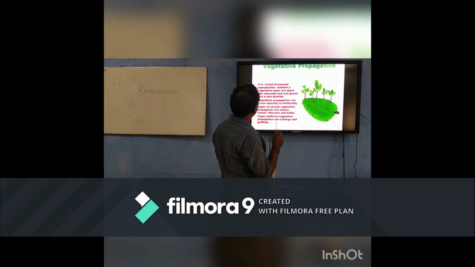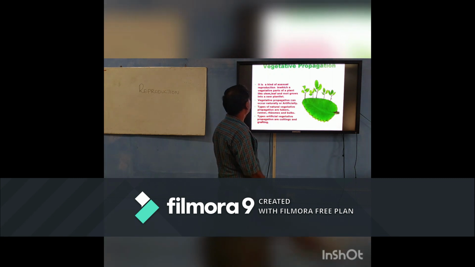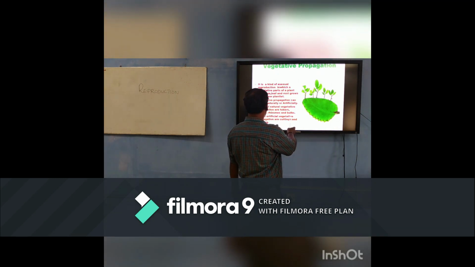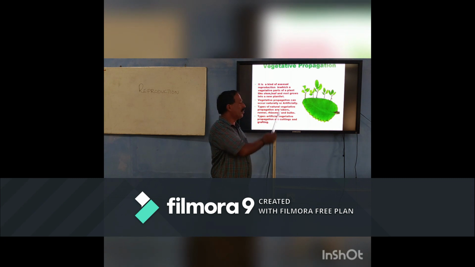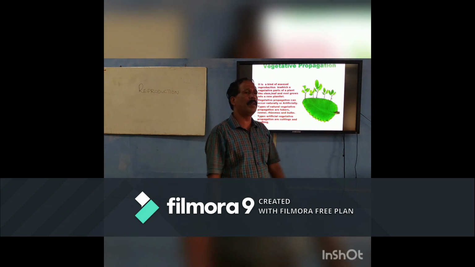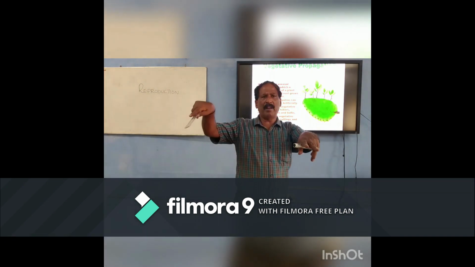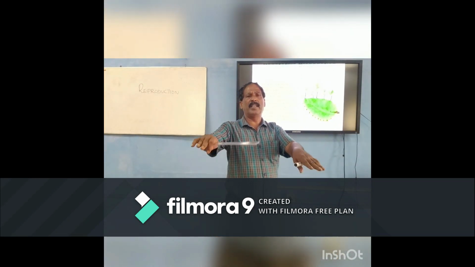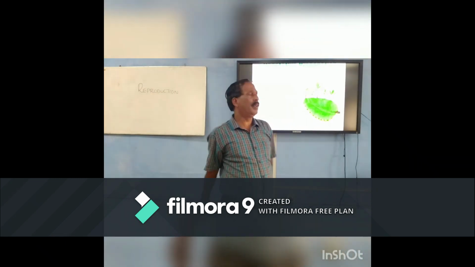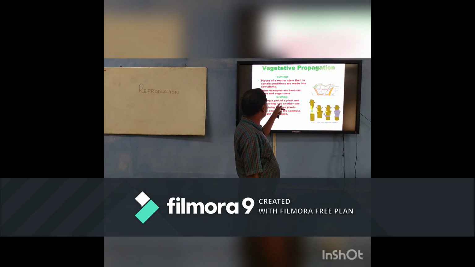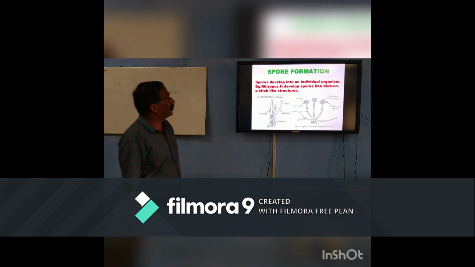Vegetative propagation can also be done by cutting, which is artificial, by purpose. Artificial vegetative propagation is done by cutting and grafting. Cutting means, for example, a small piece of banana stem is cut and put in the soil, and it will grow when it gets moisture. Further, jasmine can also be propagated by layering. A part of the jasmine is buried under the soil and then grows into a new plant. So these are cuttings and grafting. Grafting is very commonly practiced in agriculture.